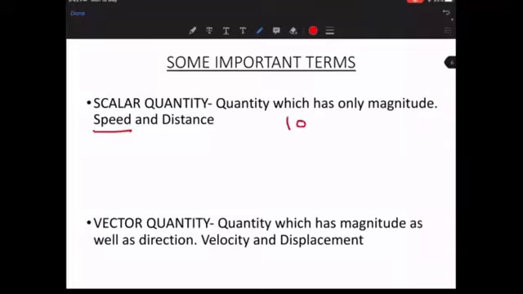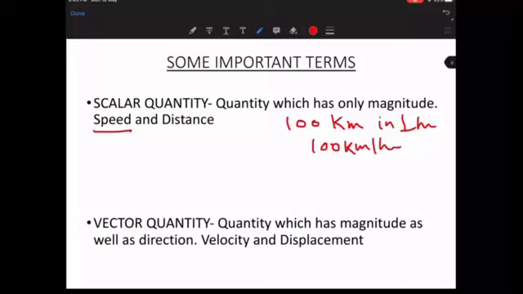Suppose an object has traveled 100 kilometers in 1 hour. So what is the speed of the object? The speed of the object is 100 kilometers per hour. Now 100 kilometers per hour only tells us that the object was going at that speed. It doesn't tell us in which direction the object is going. So this value that we are being given is nothing but the magnitude of the speed of the object.